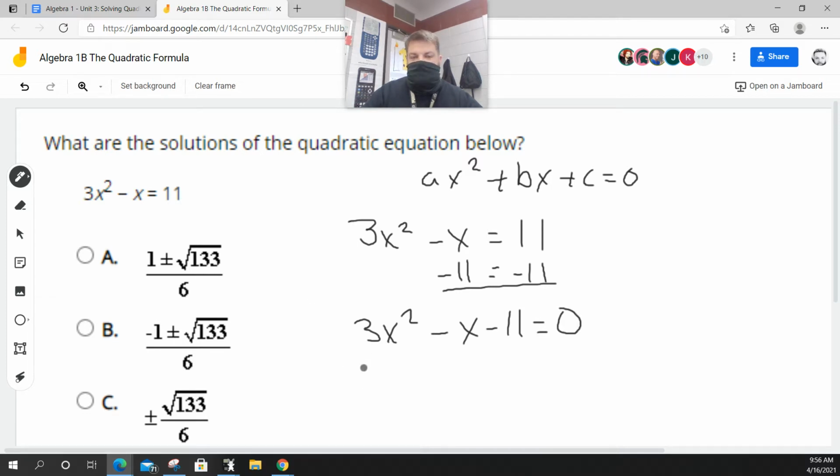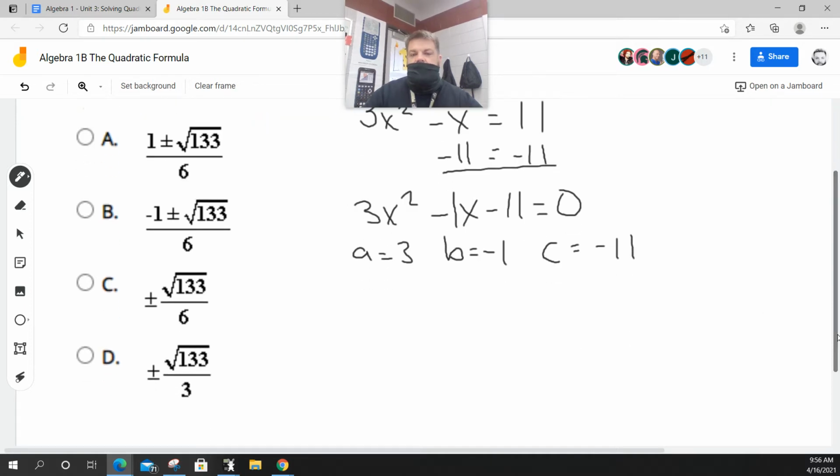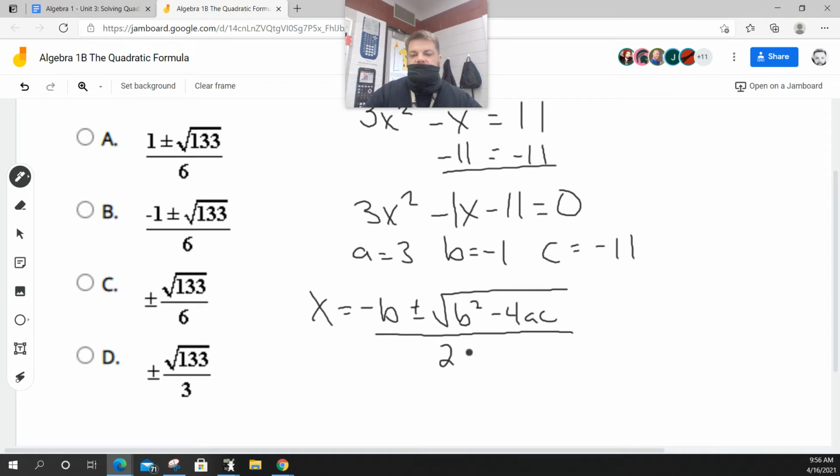So what is A? 3. What is B? -1, right? So it's a -1. What is C? -11. Cool. So now I'm just going to plug that into the formula. X equals -b plus or minus the square root of b squared minus 4ac, all over 2 times a.